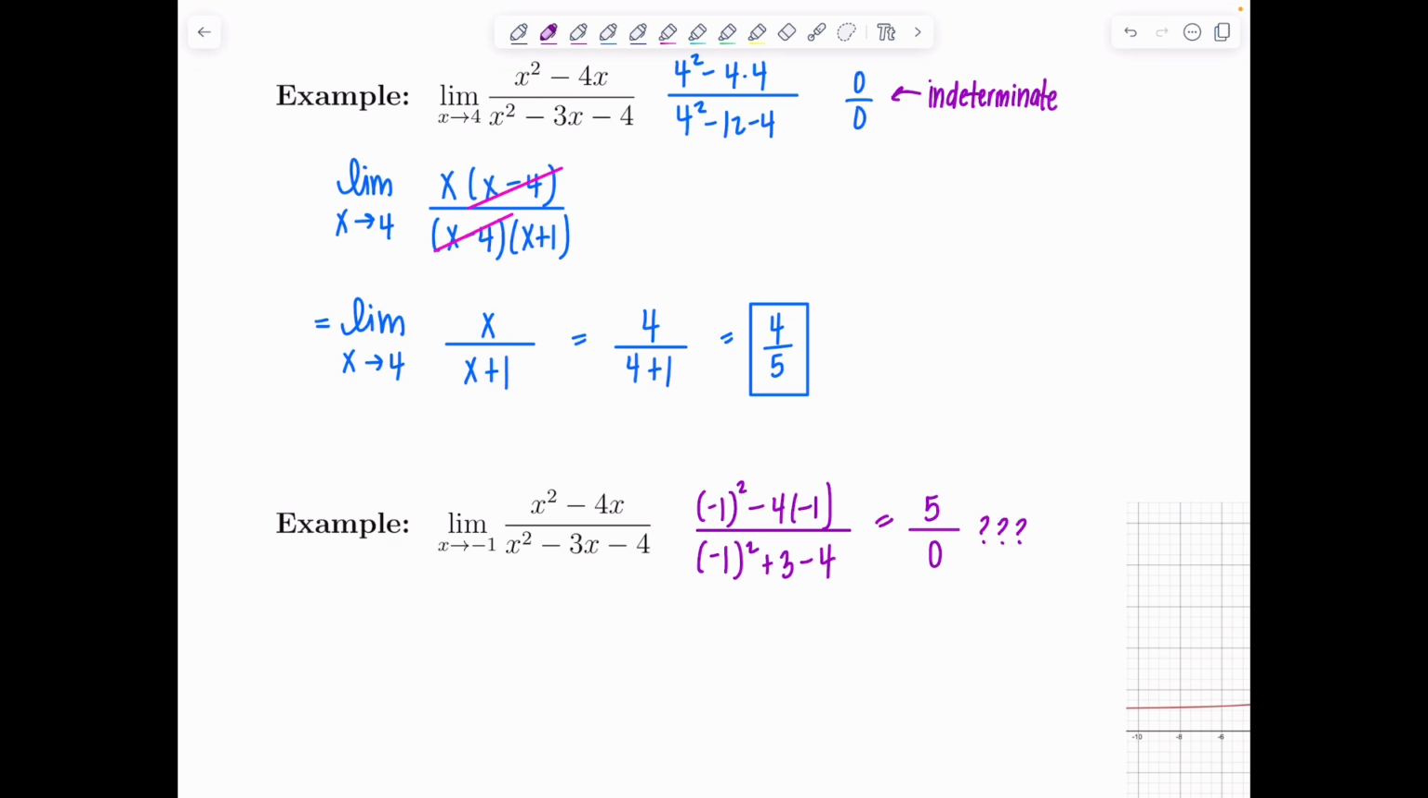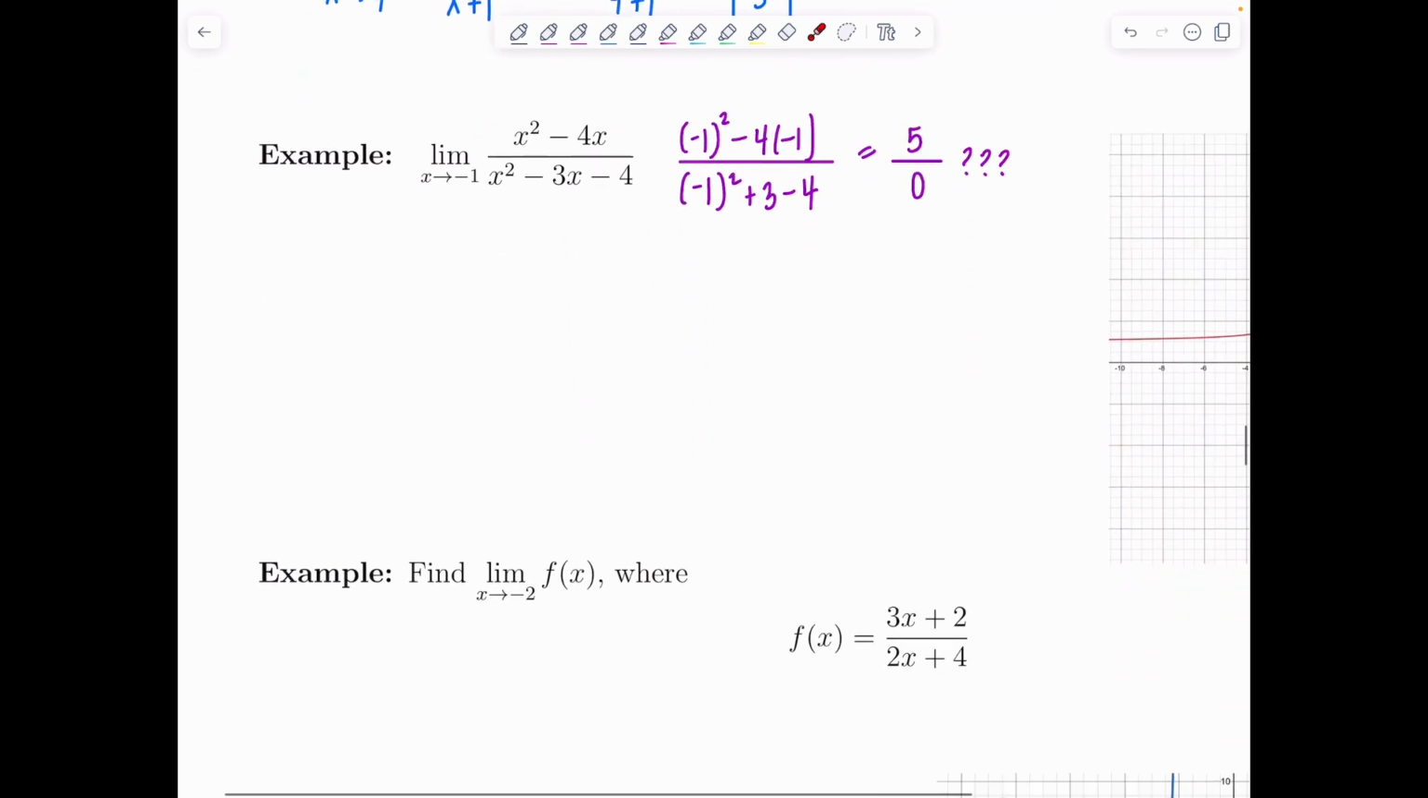Okay. This is different because we don't have a 0 on the top. We have some other number over 0. What happens here is this is going to approach either positive infinity or negative infinity. And if we can't figure out which one, then we just say it doesn't exist.